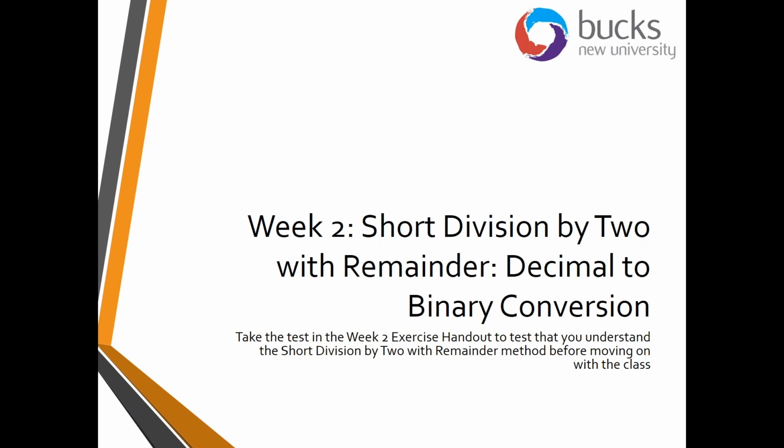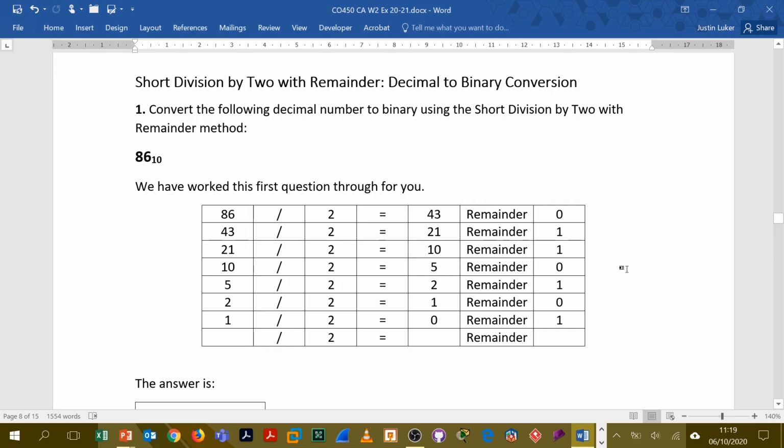So again, we've got some little exercises for you to have a go at. I'll walk you through them. Just to have a go at this short division by 2 with remainder, which is the decimal to binary conversion. So here's the exercise sheet. So we've got short division by 2 with remainder, decimal to binary conversion. Again, I've done the first one for you, just to give you an example. So convert the following decimal number to binary using the short division by 2 with remainder method.